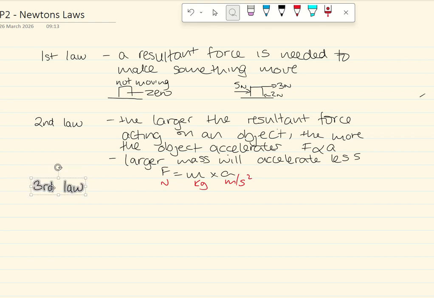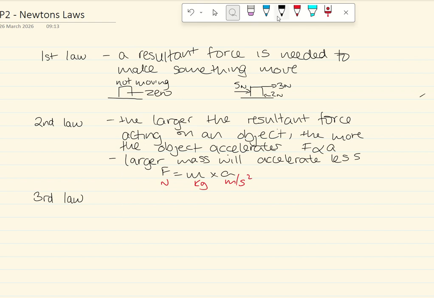Okay, so that is the 2 aspects of Newton's second law. First law, nothing's going to move unless it has a resultant force acting on it. Second law says the larger the resultant force is, the more the object's going to accelerate. That makes sense, doesn't it? But also, if the object is larger, it will accelerate less. If it's smaller, it will accelerate more. Okay.